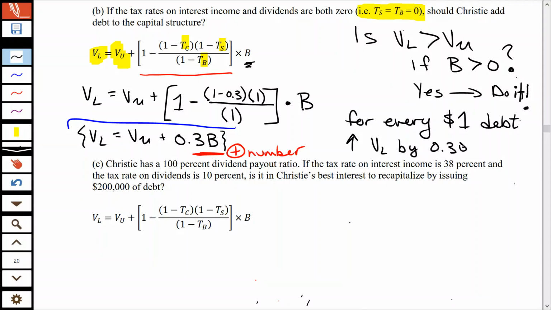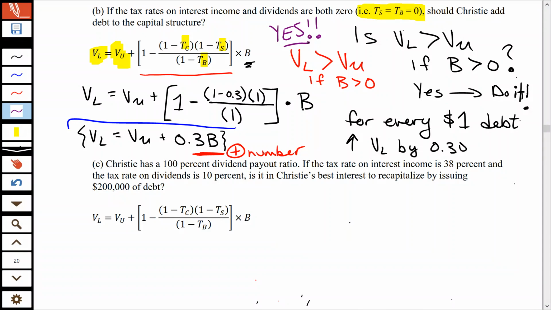And so because there is a positive relationship between the level of debt and the value of the levered firm, it stands to reason that yes, indeed, VL will be greater than VU if we add any debt to the capital structure, or again, if B is not equal to 0. Taking all of this in its entirety, we can simply argue that, yes, we should add some debt to the capital structure.